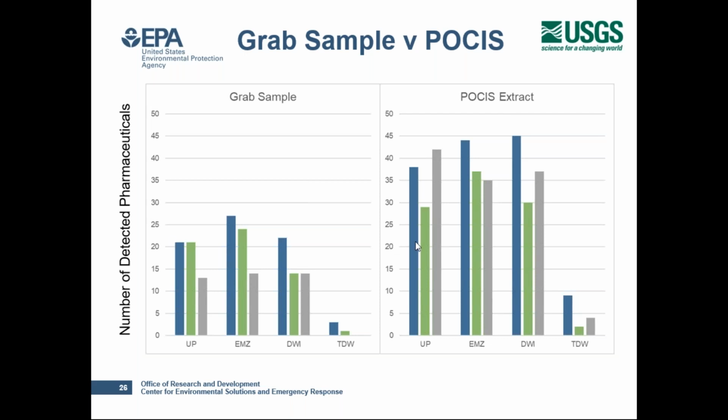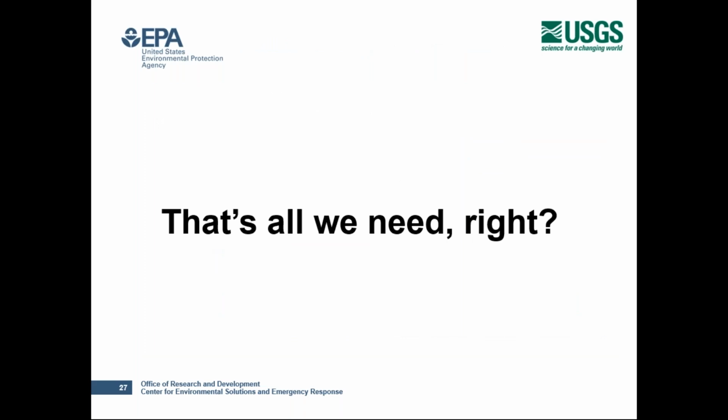And you can see, in some cases there's nearly double what we see in the POCIS than we saw in the grab samples. So there are things that are present in the water system that the grab sample, either due to the concentration or to the time that we collected it, we were not able to see in the sample. So definitely having the POCIS gives us a better understanding of what's going on. So that's all we need, right? Again, you can probably guess my answer is no.